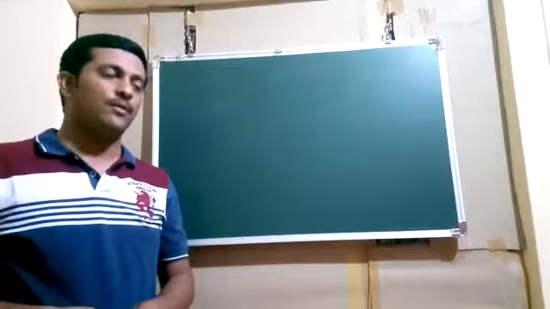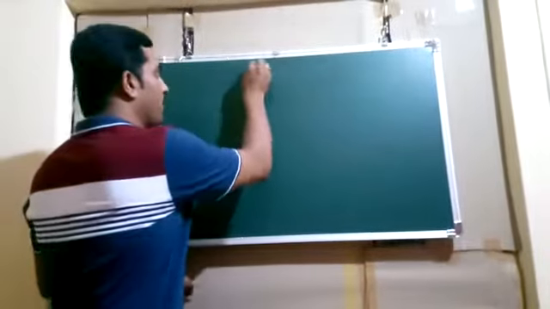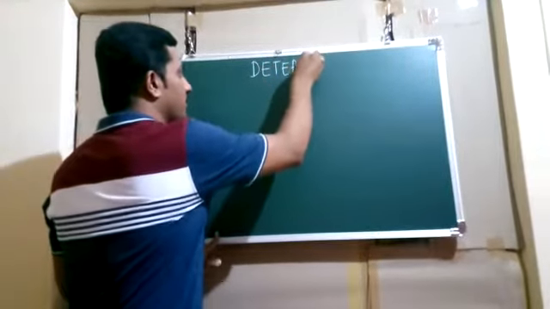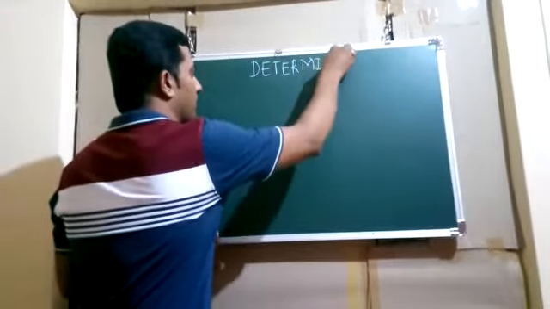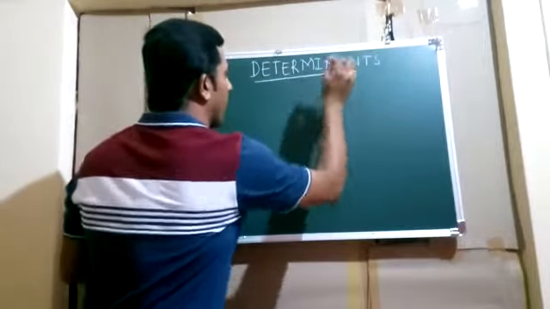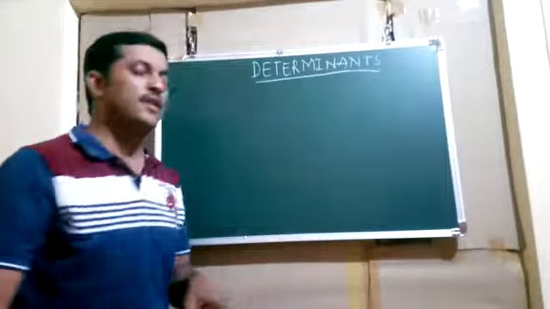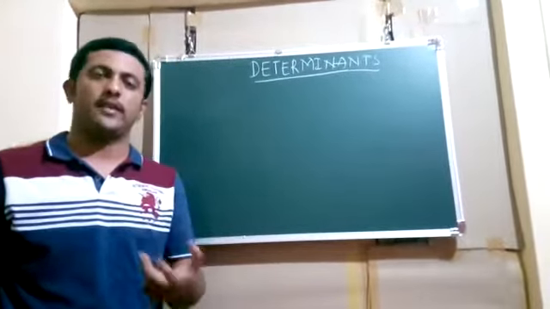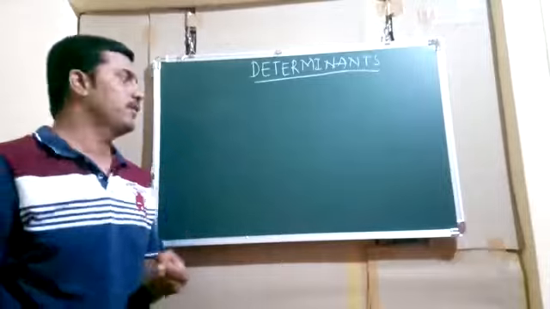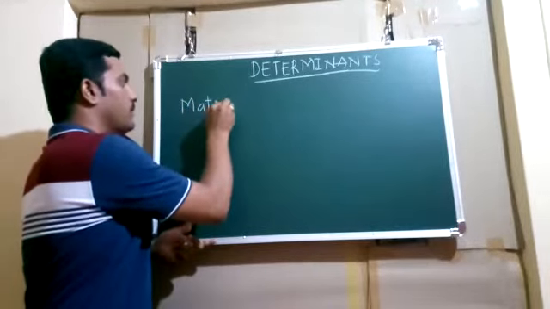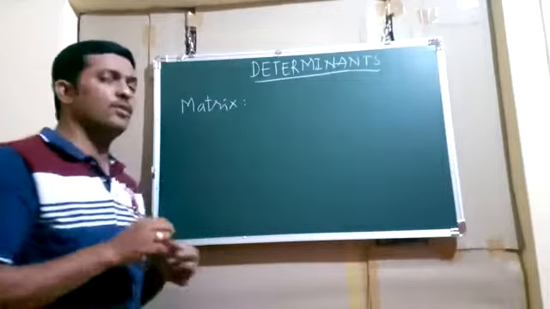So before going to the main heading, determinants, I'll just brief out what is a matrix. To define a determinant, we need a matrix, especially the square matrix. So then, matrix. So what is a matrix?